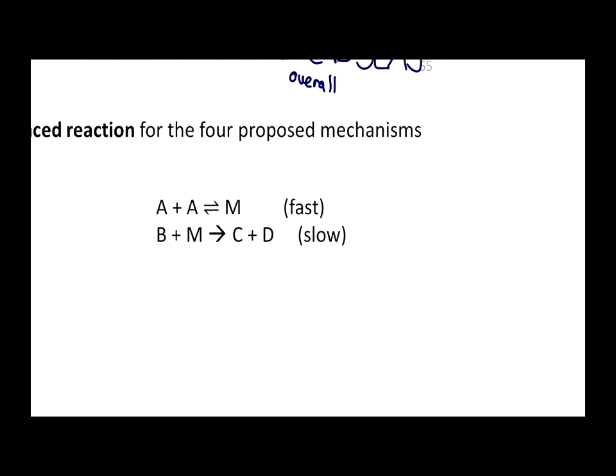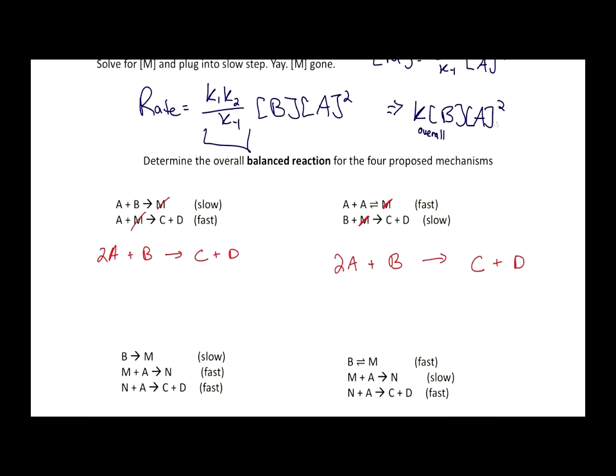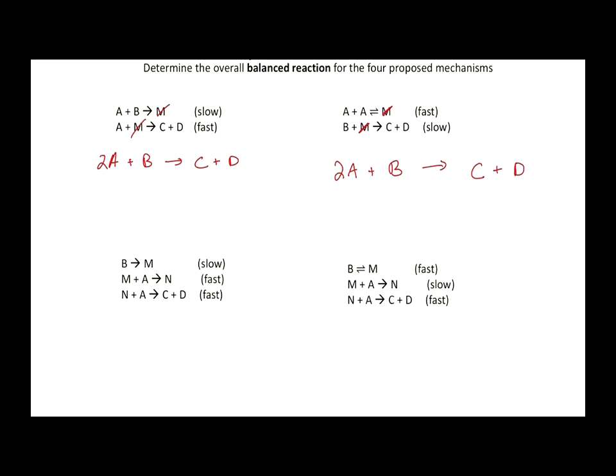Okay, the second one. What cancels? M again. And what's the balanced overall reaction? 2A plus B gives us C and D. Interesting: those two reactions have different mechanisms, but the same overall reaction. All right, let's do the next one. What cancels? N. And then what's the overall balanced equation? 2A plus B gives us C and D.